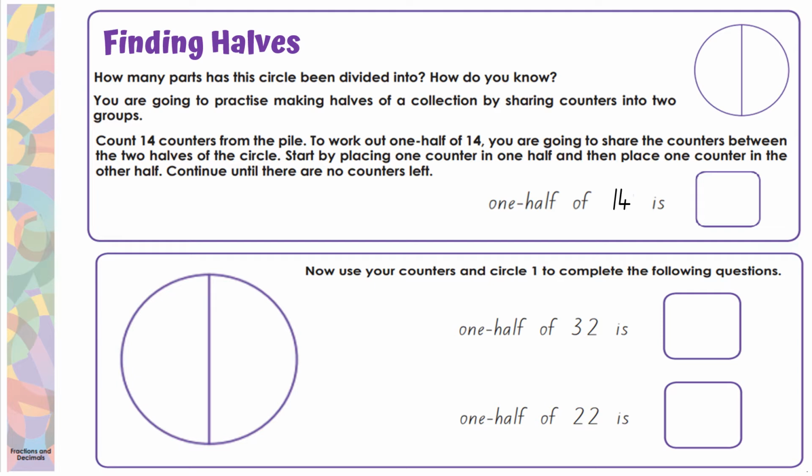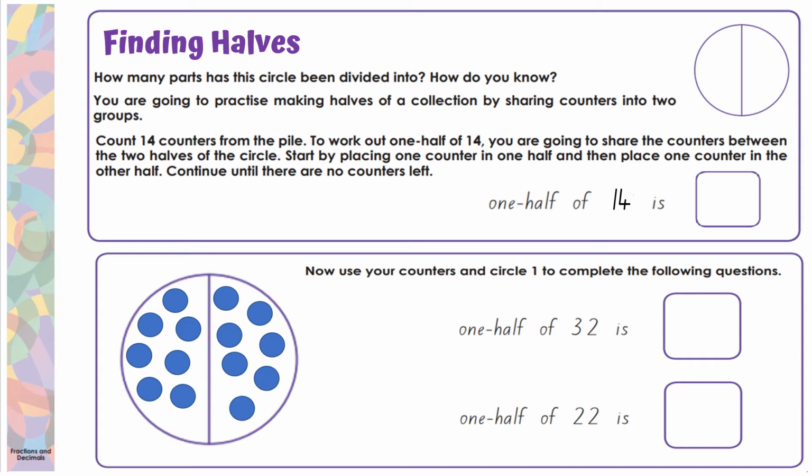Imagine I've got 14 counters in front of me, and I don't know what half of 14 is. So this is how I'm going to work it out. I'm going to share out my counters equally using both sides of the circle. Let's watch. 1, 2, 3, 4, 5, 6, 7, 8, 9, 10, 11, 12, 13, 14. Right, so now I've divided my counters into 2 equal groups. I can see I've got 7 on one side and 7 on the other, and they're both equal, so I know I've done it correctly. So I know that 1/2 of 14 is 7.